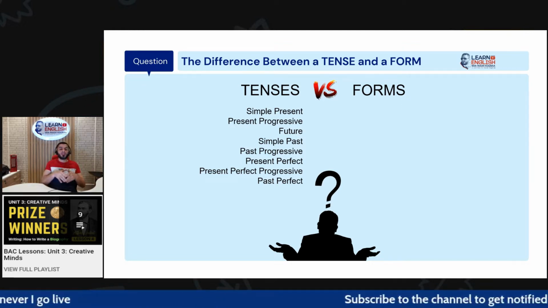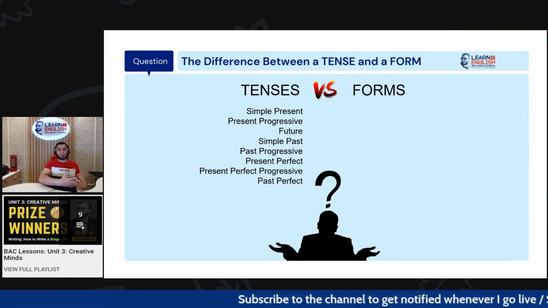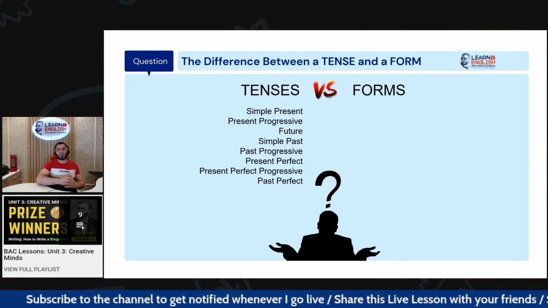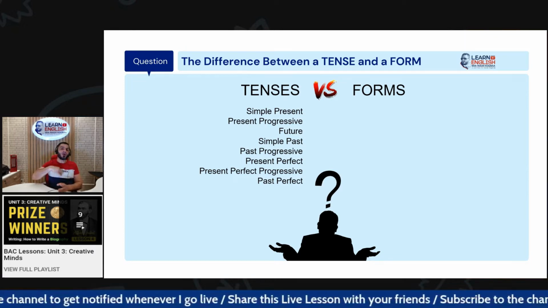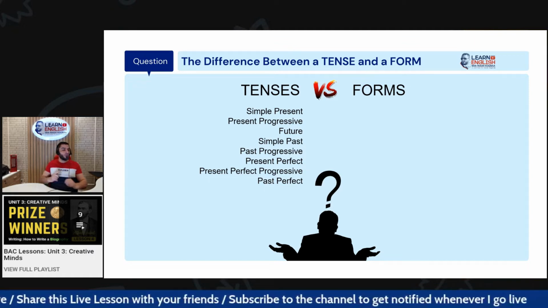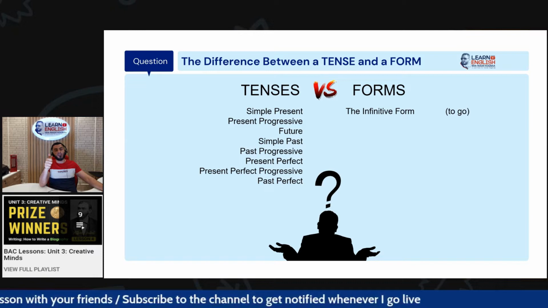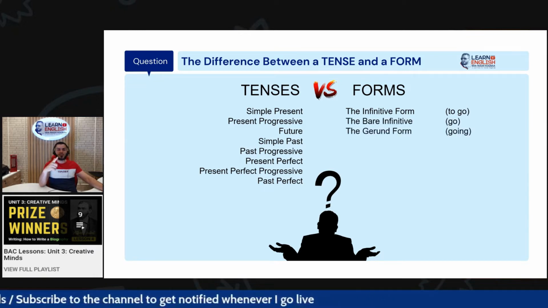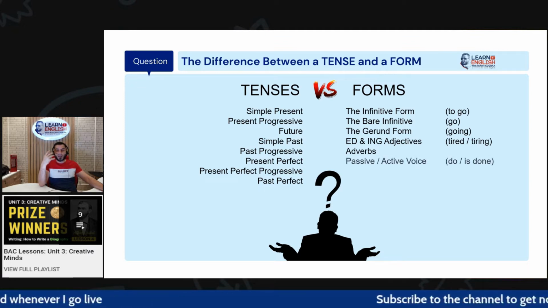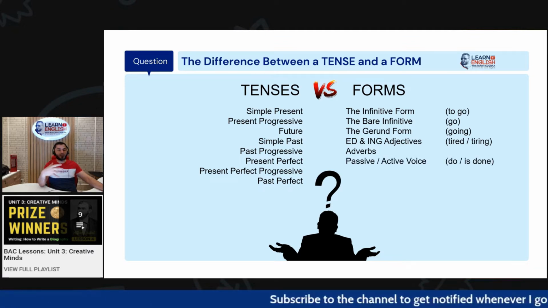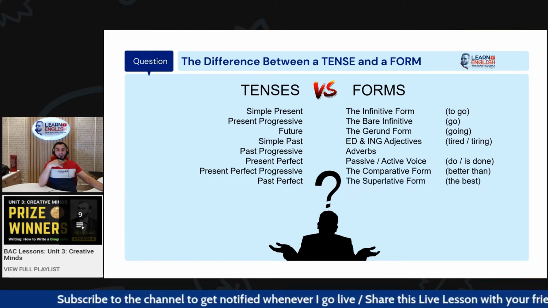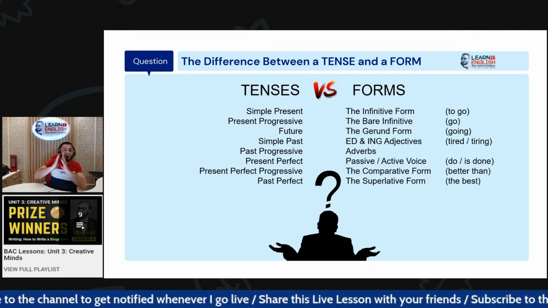So when the question asks you to put in the right tense, you have to keep in mind that you will use one of these tenses. But if you have to put the word in parentheses in the right form, you have to expect to put it in the infinitive form, the bare infinitive, the gerund form, the ed or ing adjectives, the passive voice, the active voice, the adverbs, the comparative form, or the superlative form. So all of these are forms.